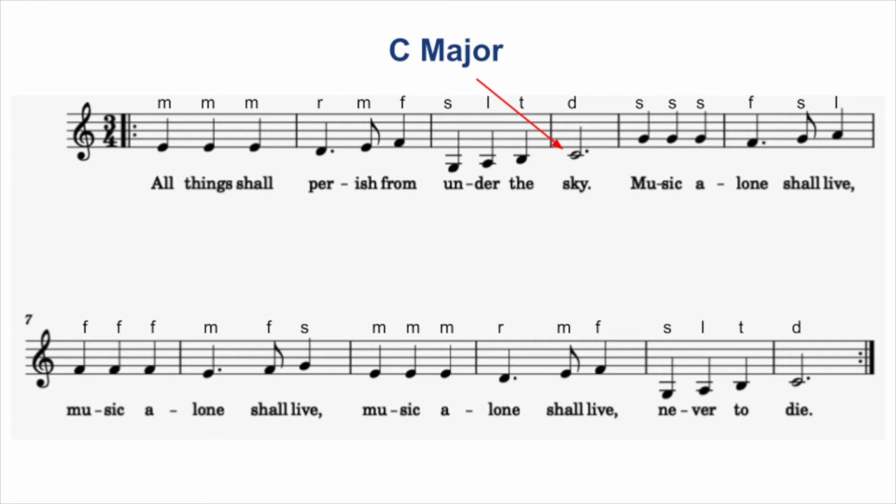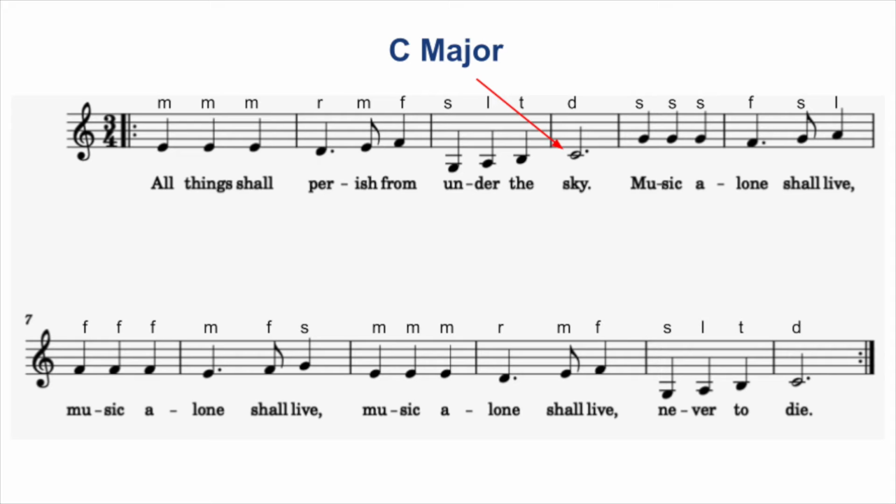So every other measure will either be 3/4 or the dotted quarter, eighth, quarter, or a dotted half. Again, those first 4 measures in rhythm. All things shall perish from under the sky. That'll help. We're going to learn the tune now using solfege.